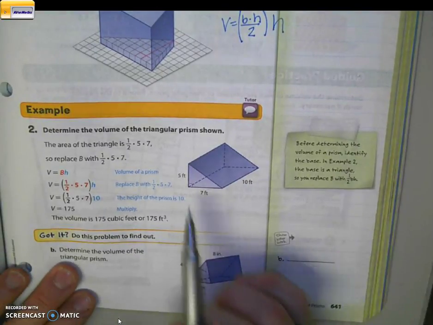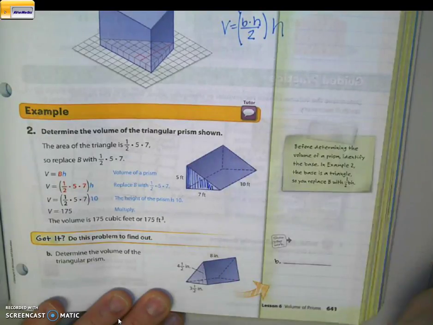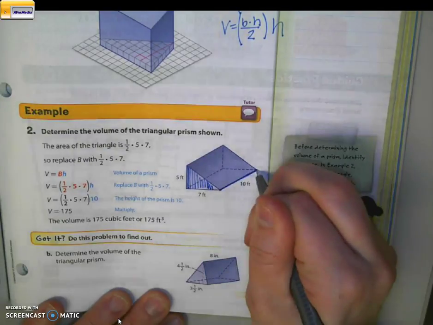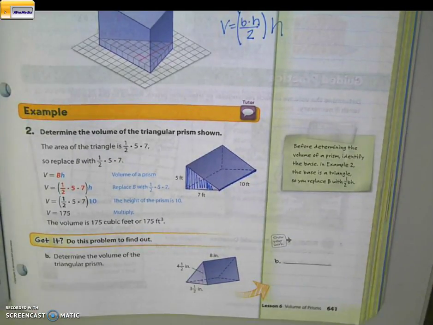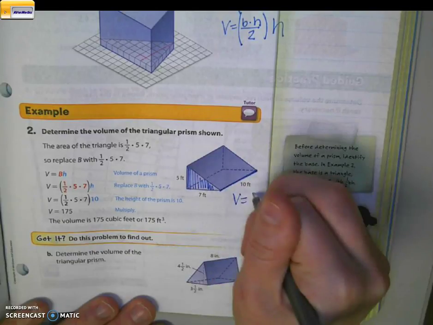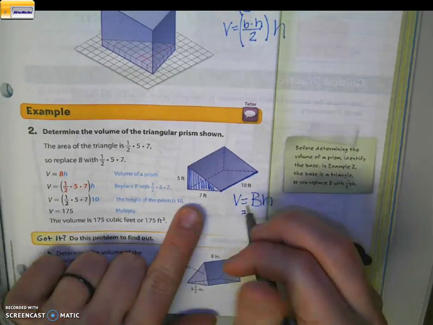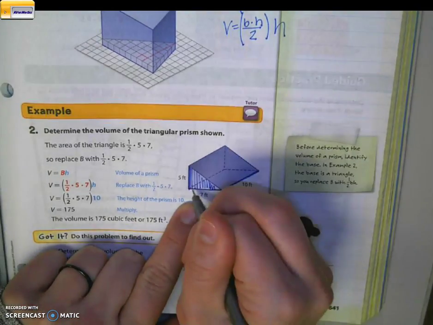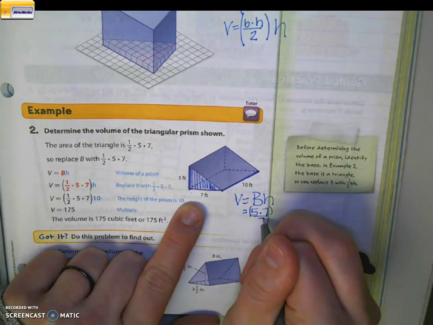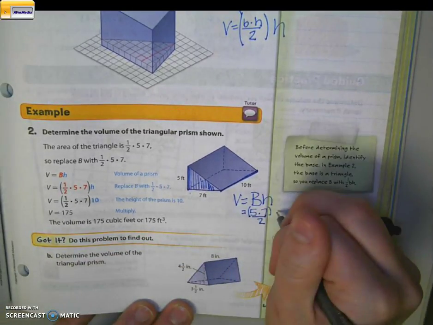So in example number 2 here, we have our base shape, which right here is a triangle. So we're going to find the area of that triangle, and then we'd multiply it by the height of this 3-dimensional shape, which is 10. All right, so let's go ahead and start off, and I'm going to write down the formula, capital B, H. So I'm going to start off by finding the area of the base, which is going to be 7 times 5. Remember, the base and the height of that triangle always meet at the 90-degree angle. So we have 5 times 7, and we're going to divide that by 2. And then we have to multiply that whole thing by the overall height. So the height of this triangular prism is a 10.